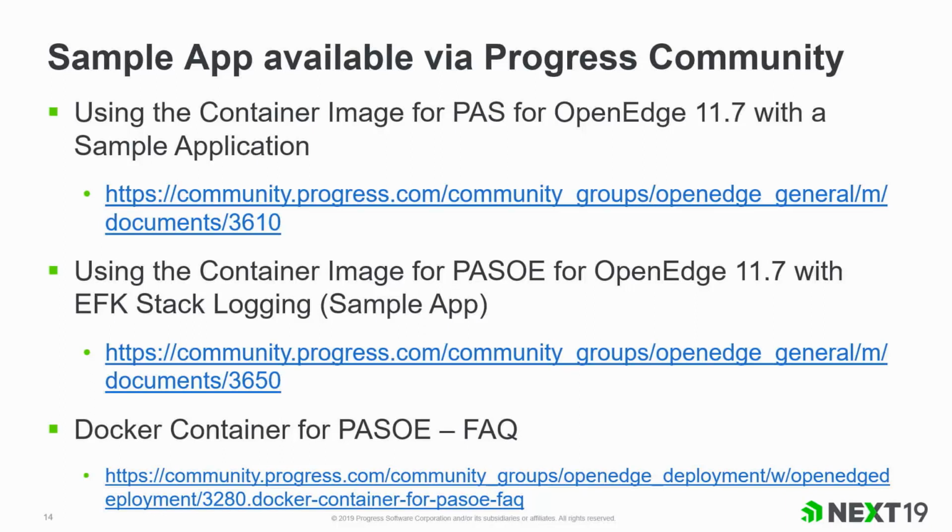We have one sample application that we built with Docker and 11.7, and another one that we built with 11.7 and EFK. What is the difference? This one didn't have the EFK support. It's easier to perhaps start playing with it. The EFK is not really that complicated, but it's another example that you can use. And we added a little FAQ that you can also use.